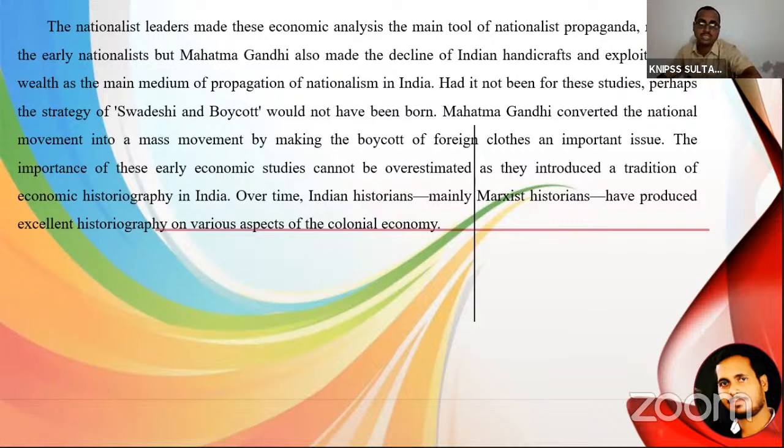The importance of these early economic studies cannot be overestimated, as they introduced a tradition of economic historiography in India. Over time, Indian historians, mainly Marxian historians, have produced excellent historiography on various aspects of the colonial economy, but Datta was criticizing them. Datta was declining all their facts, destroying all their facts by the real facts they made, which they failed during their administration and by their work.